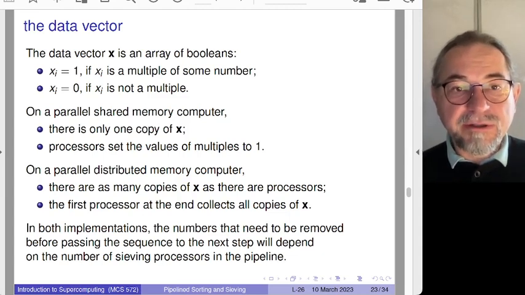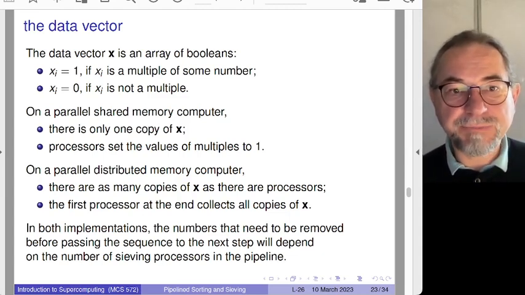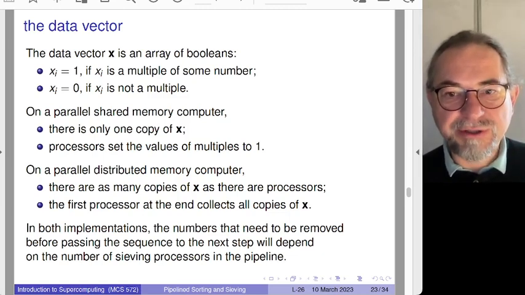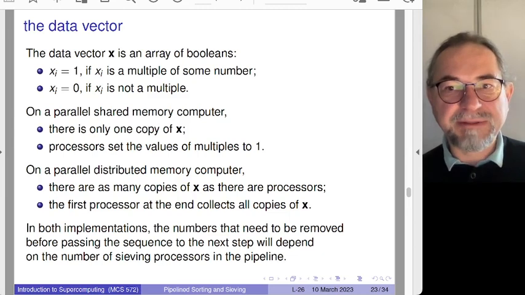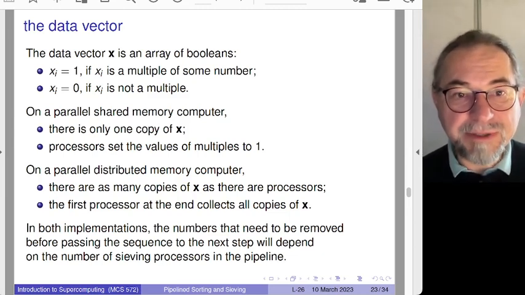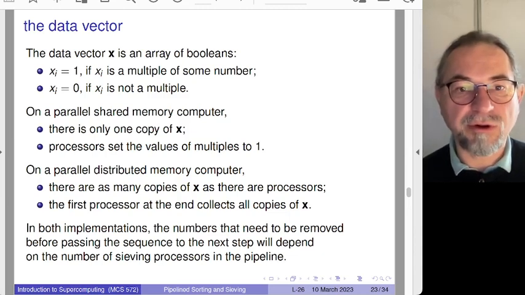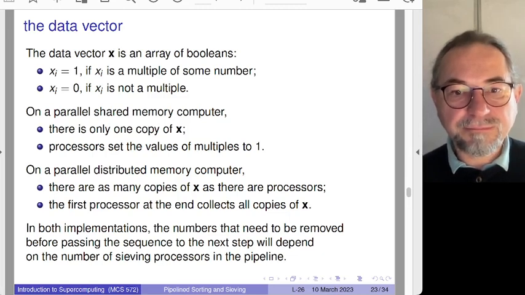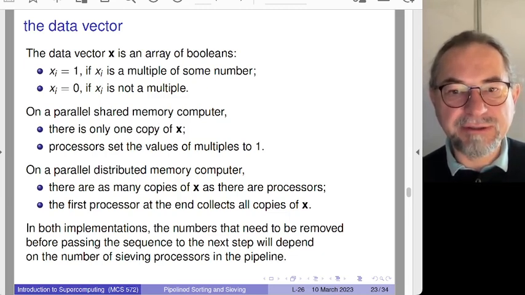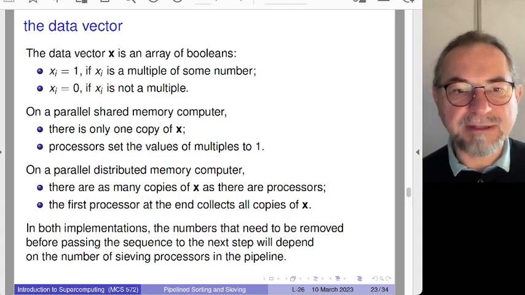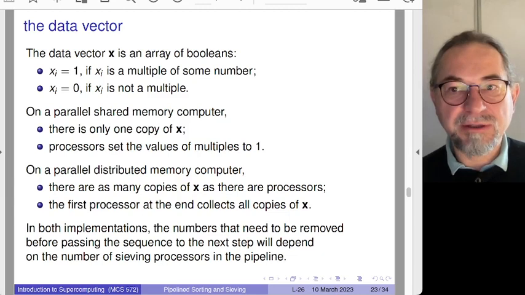Okay, so the data vector is a Boolean vector. I have no implementation ready. So perhaps this is best to do on a parallel shared memory computer, because then there is only one copy. However, in both implementations, you have the warning about minding the gap. The numbers that need to be removed before passing the sequence to the next step will need to be already well advanced enough for the correct determination of the next prime.